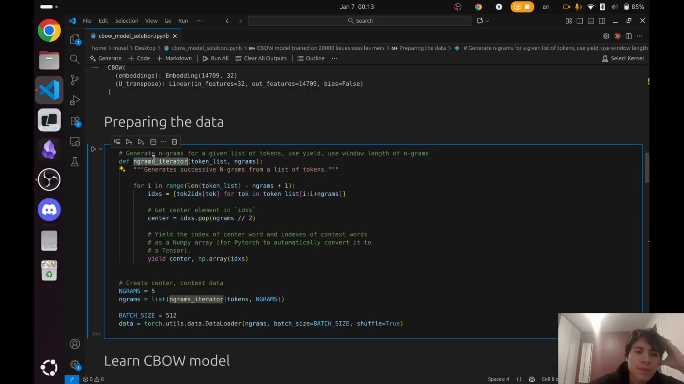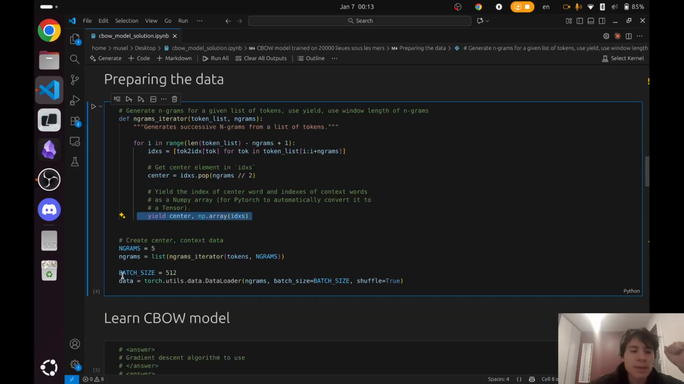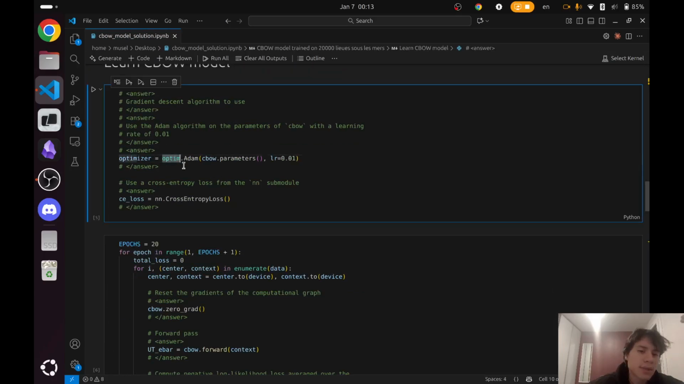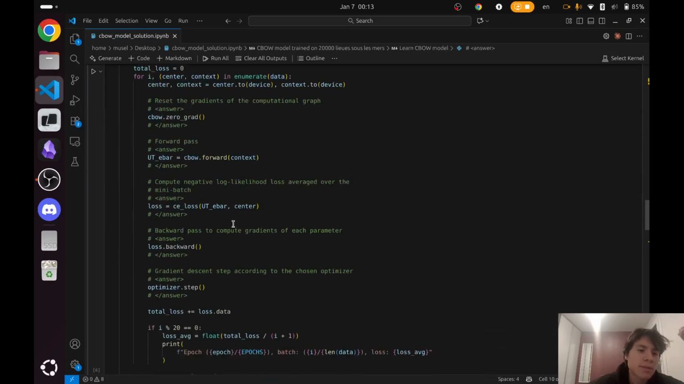right? And the n-grams iterator is the context. Then we have the prediction, which is the center word. With this we can create a data set, load it in the class data loader. You can use an optimizer. This would be the loss. What else?